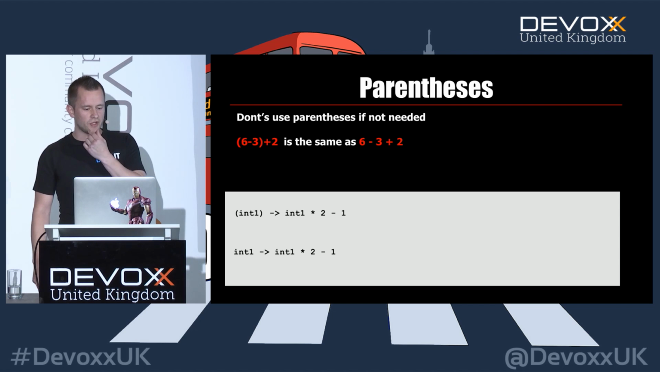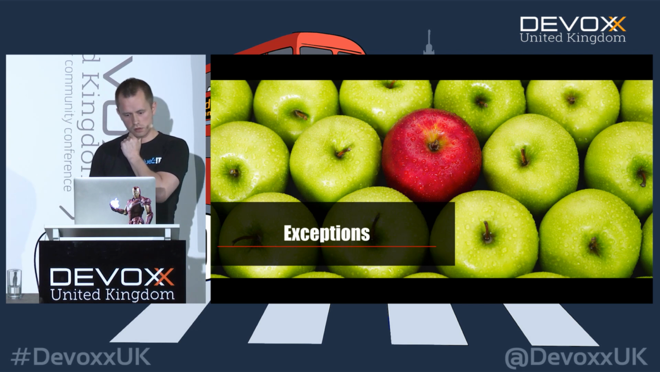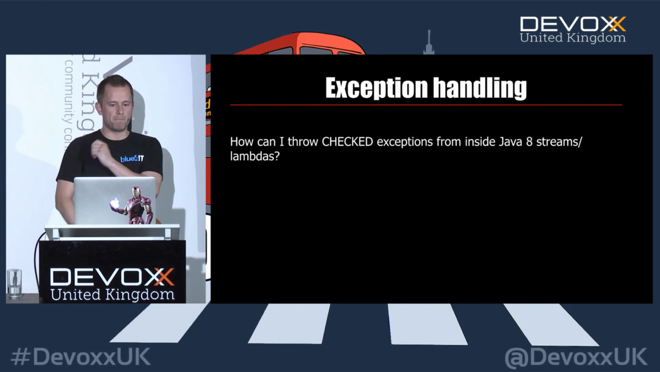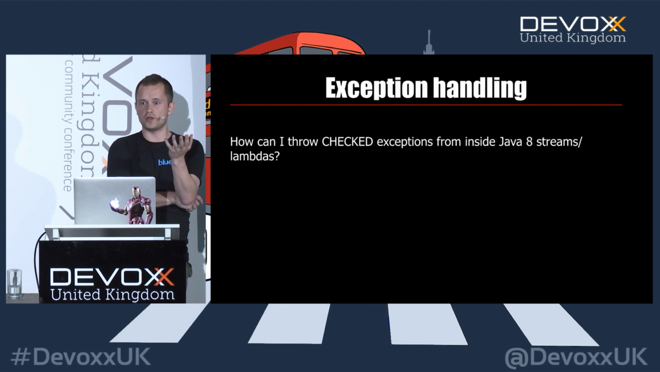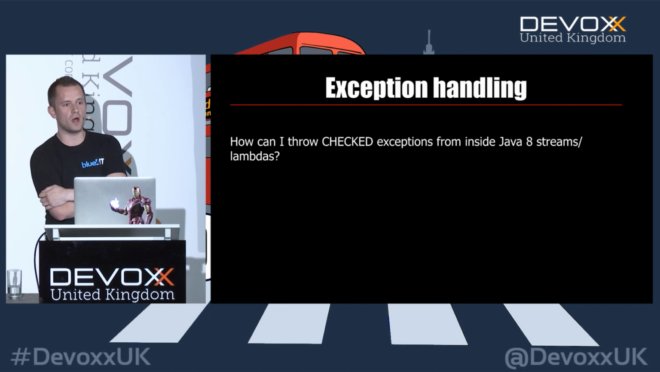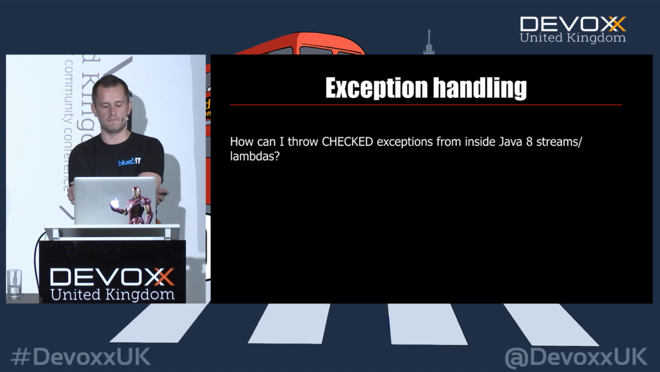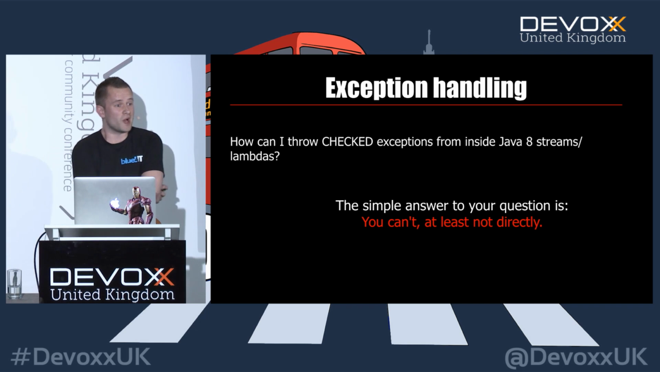So let's go to the elephant in the room. What about exceptions? So question for you guys. How can I throw a checked exception from inside a Java 8 stream or Lambda? Who has the correct answer for me? Well, the simple answer is you can't, at least not directly.